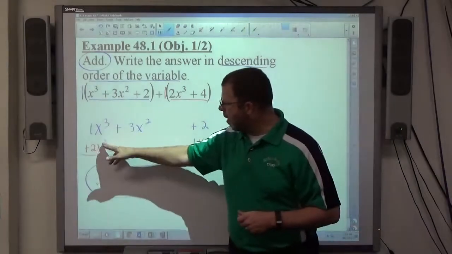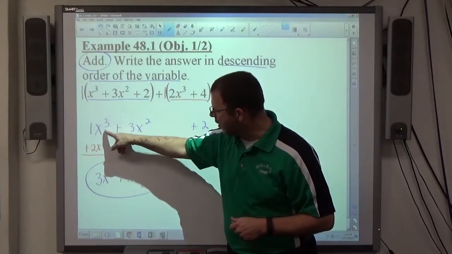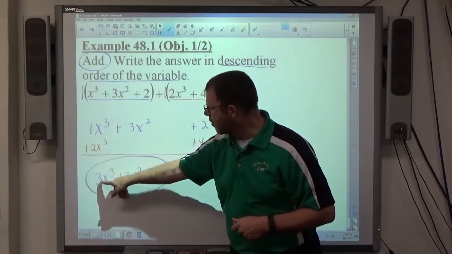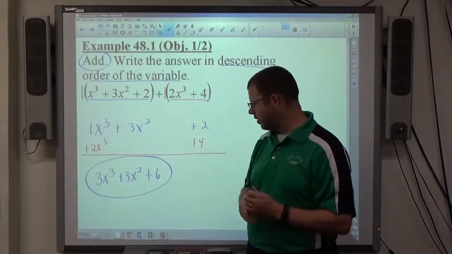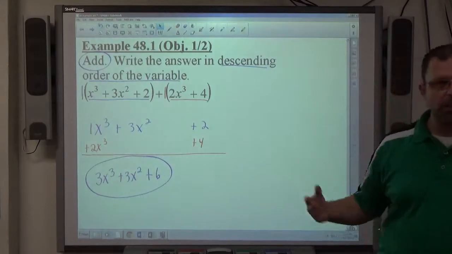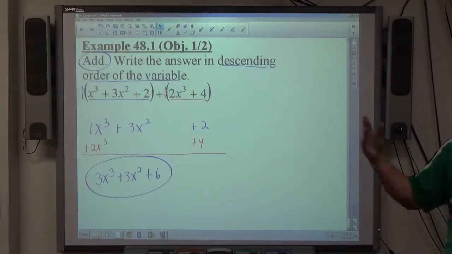Okay, can't add or subtract different powers. Again, when I'm adding up powers, I don't change the powers. These match so they can be added. 1 and 2 make a new number 3, but x cubed stays the same. 3x squared is all that is. 2 and 4 makes 6. Everything's positive because I added everything, because they're all the same sign.